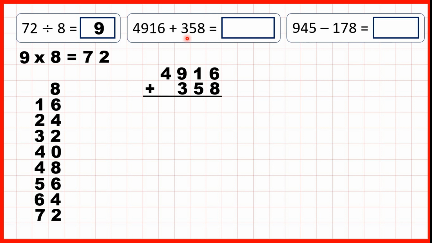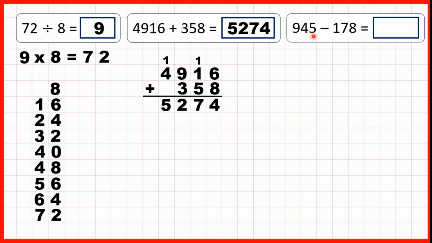Now we have a column addition, so we can set this out making sure that it's lined up on the right hand side. So we have our ones, tens, hundreds and thousands digits lined up. 6 plus 8 is 14, so 1, 4. 1 plus 1 plus 5 is 7. 9 plus 3 is 12, so 1, 2. And 1 plus 4 is 5. So our answer is 5,274.